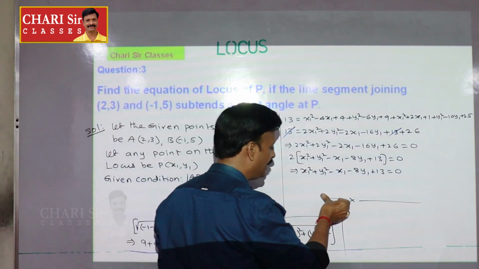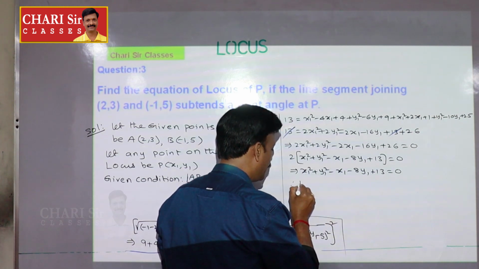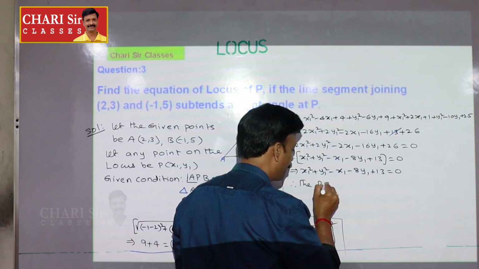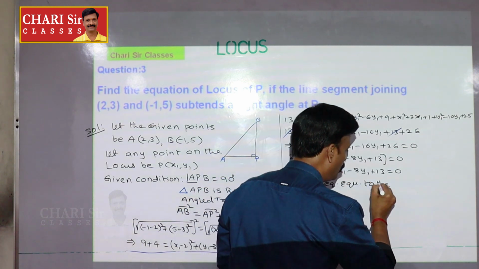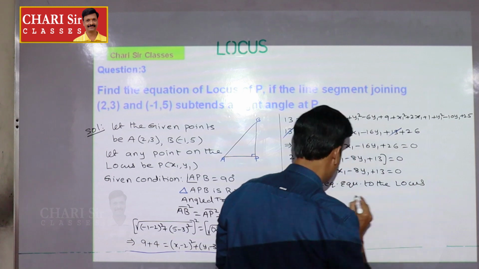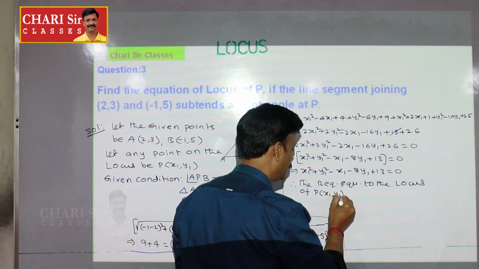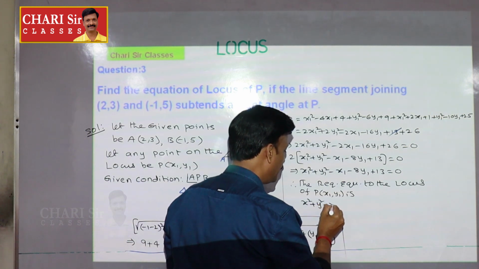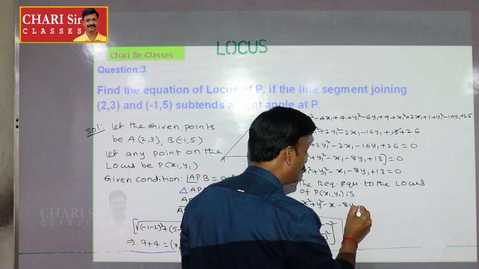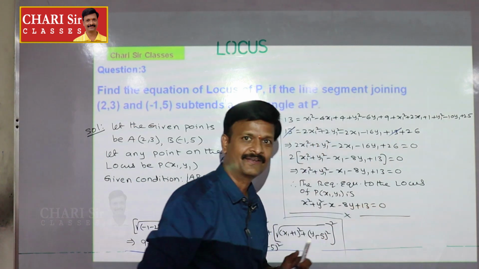The final step is, therefore, the required equation to the locus of P(x1, y1) is x square plus y square minus x minus 8y plus 13 is equal to 0. This is your final answer.